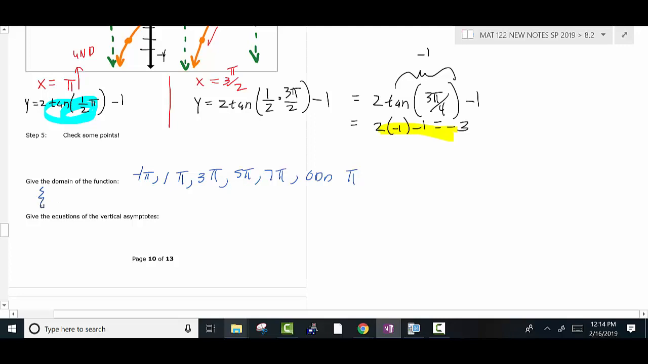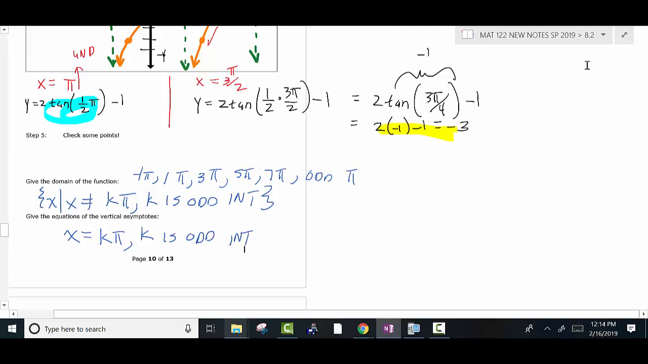So here's what we'd say. We'd say the set of x such that x is not equal to k pi, and we'd have to say k is an odd integer. That's how you would state the domain, which is different than the asymptotes. The equation of the asymptotes is almost the same thing. It's just x equals k pi, and again, k is an odd integer. So that's how that gets put together. Pause on this if you need to go through it a little bit.